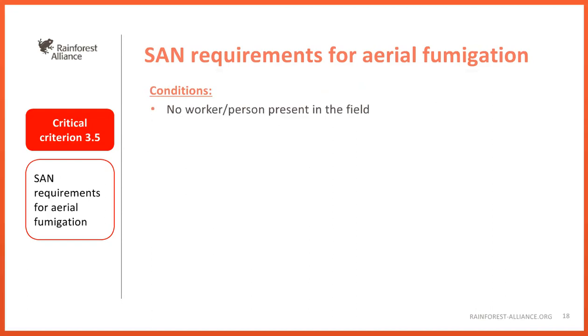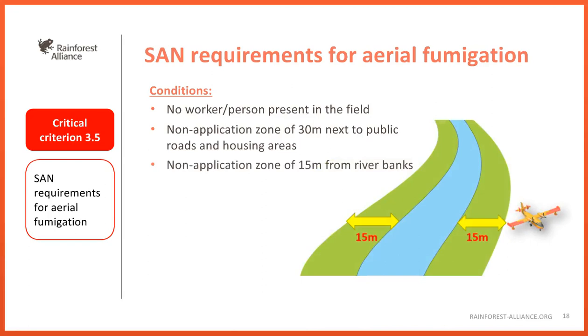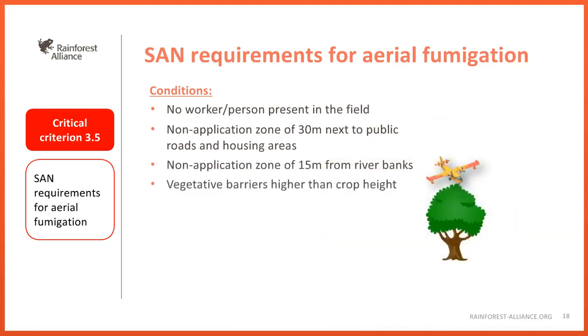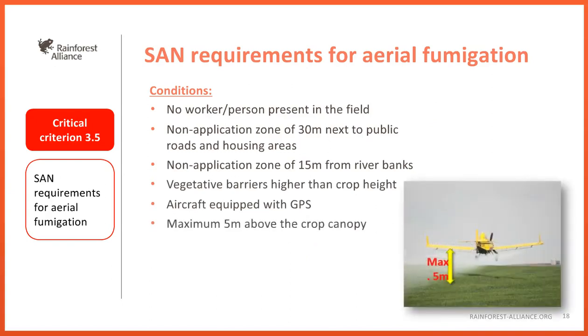First, there cannot be any worker or person present in the field. Non-application zones of 30 meters need to be established next to public roads and housing areas. Non-application zones of 15 meters need to be established from riverbanks. The vegetative barriers need to be higher than crop height. The aircraft should be equipped with GPS. The flight altitude should not be higher than 5 meters above the crop canopy.